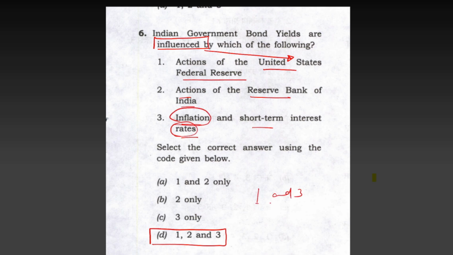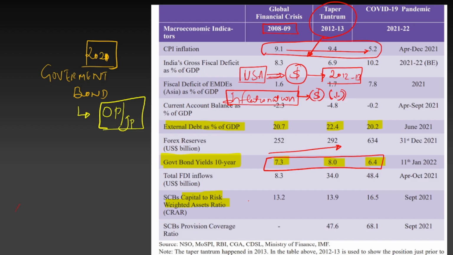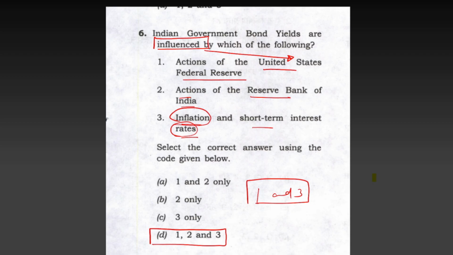1 and 3 is there. So you check the table, there is CPI inflation. This inflation will have an influence on the bond yield. So it is there. And 1 and 3 is not there. See, for this inflation and short term interest rate in India, the primary factor is the RBI and its monetary policy committee. Simple. So when this is true, this is true. 2 and 3 will always be the same. So this is the answer. So D is the answer.